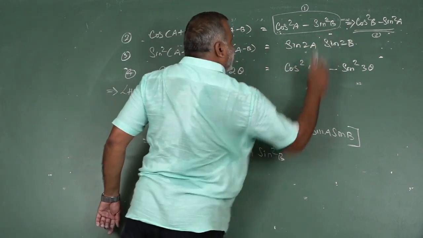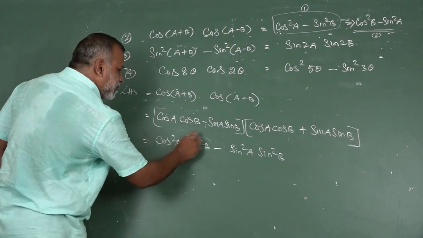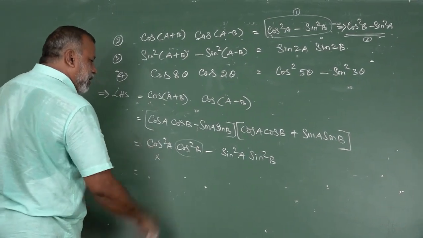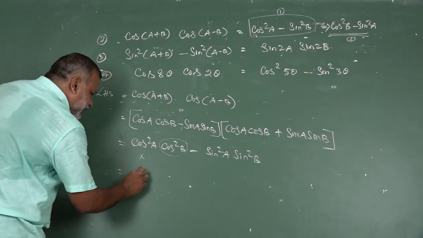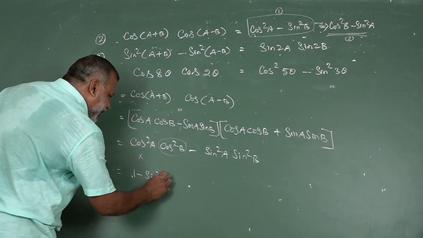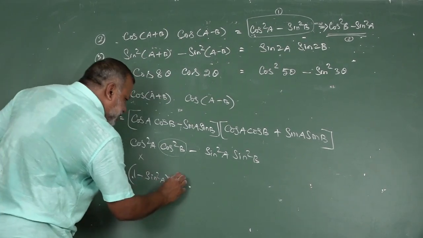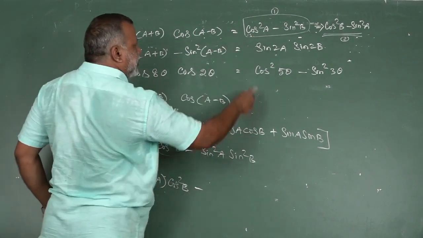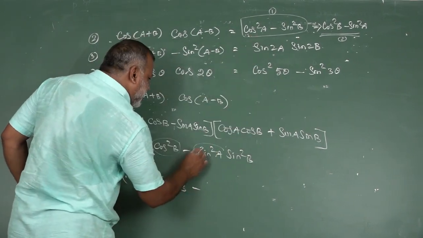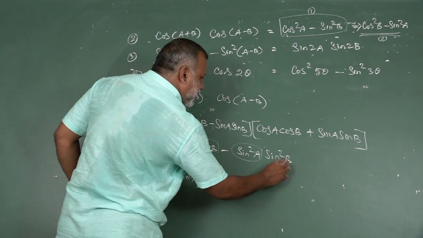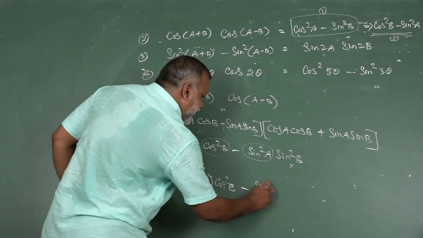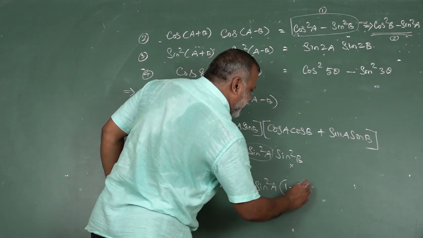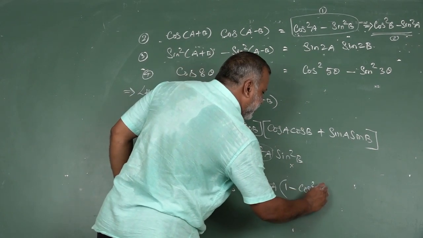We need cos squared b. This is wanted, so this is unwanted. Therefore, this cos squared a I can remove with the help of 1 minus sin squared a. Now keep this cos squared b as it is. Minus, see the second one, sin squared a is wanted. This is wanted, this is unwanted. So sin squared a keep as it is. This sin squared b can be replaced as 1 minus cos squared b.